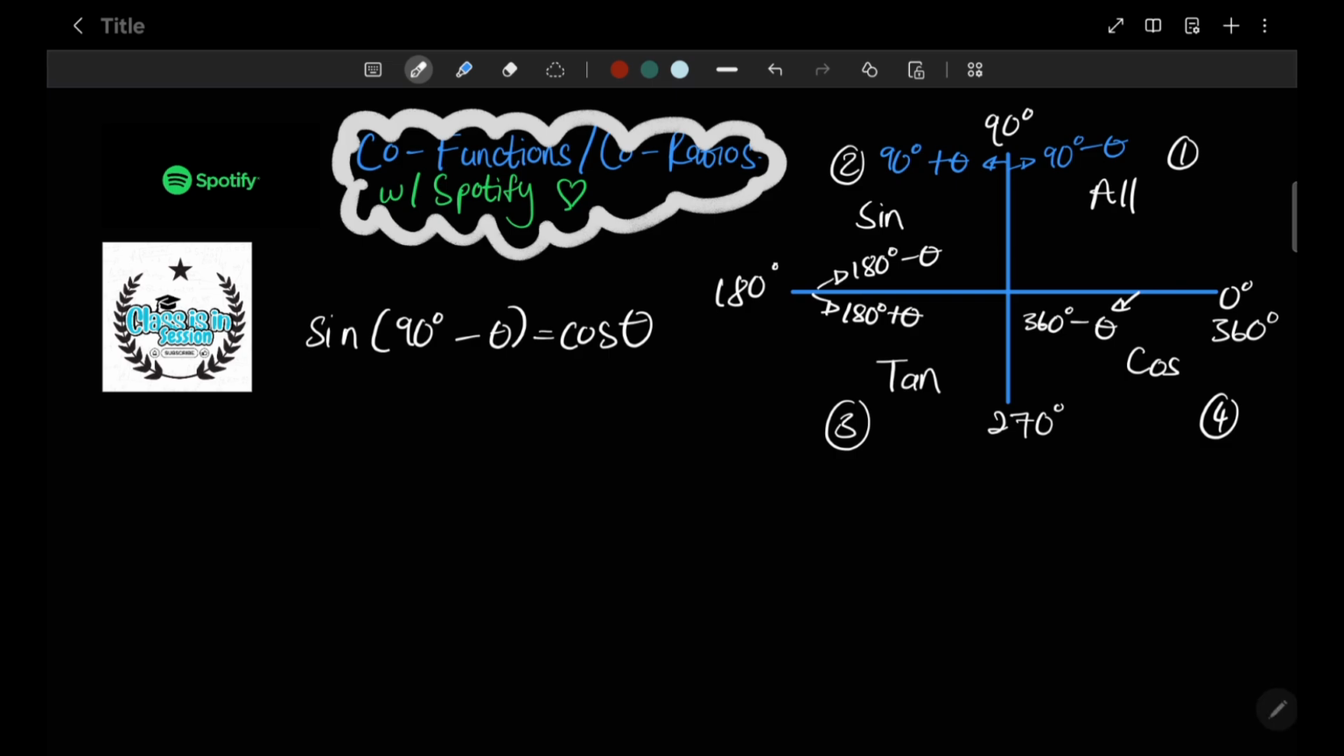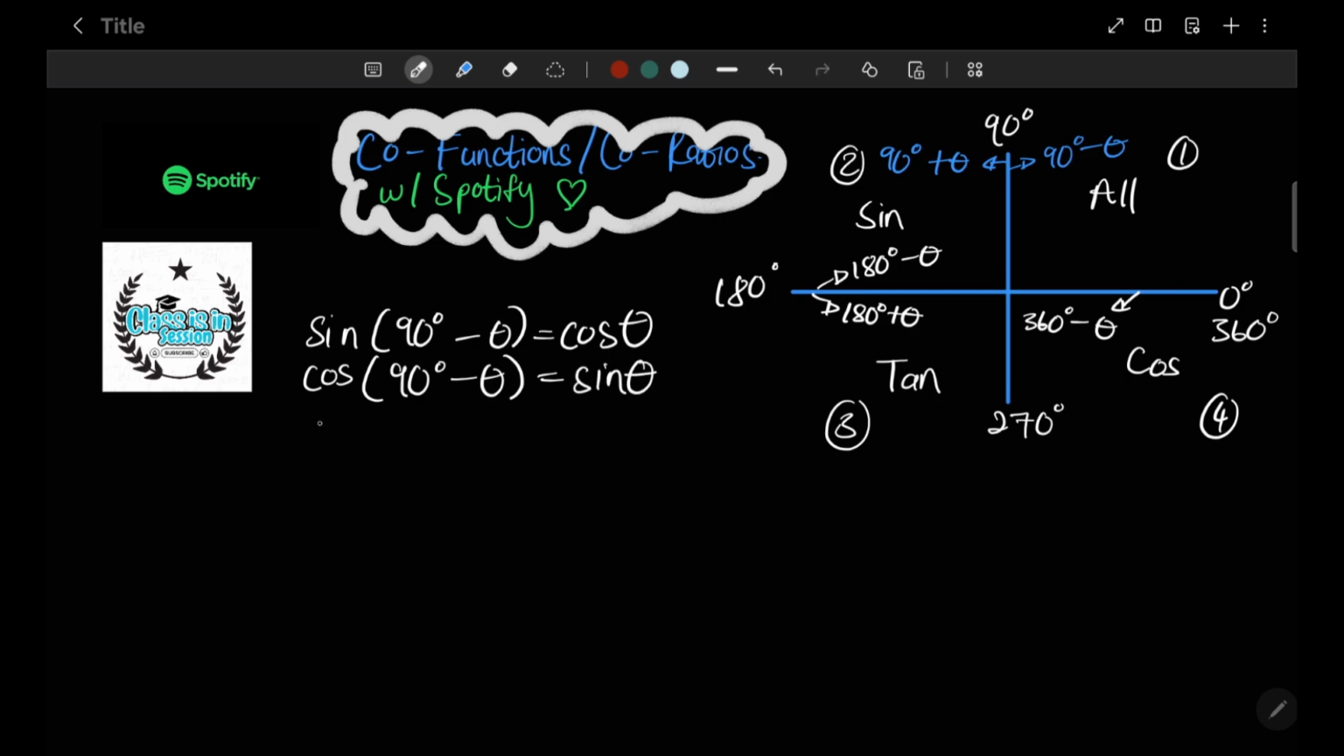Okay, now let's do cos of 90 degrees minus theta. Let's look for what's inside the bracket. 90 degrees minus theta. Located on the CAST diagram, that's 90 degrees minus theta. It's in the first quadrant where cos is positive. Okay, so your answer is not cos theta but sine theta.